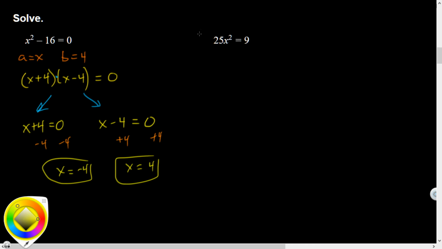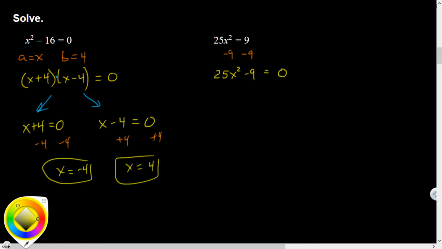Awesome. All right, this second part. I can't factor it as is. What do I need to do first? What was special? Yeah, set it equal to 0. So let's move that 9 to the other side. We'll have 25x squared minus 9 equals 0.